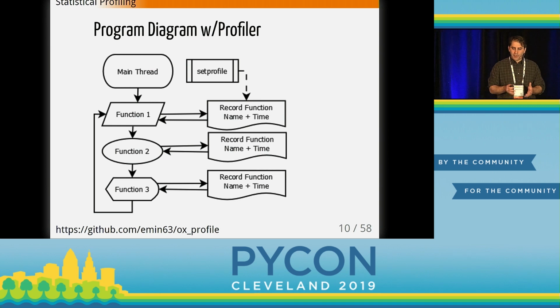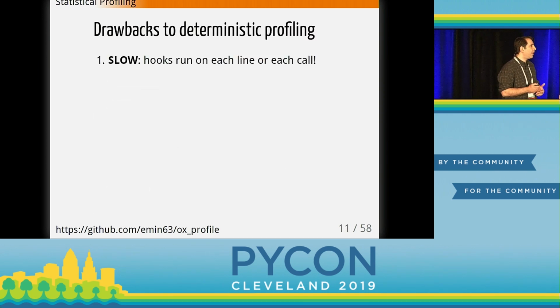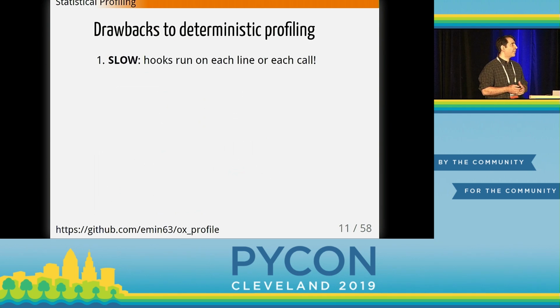So the key idea here is that for each function call, your profiling function gets called. Or if you're using setTrace, for each line, your trace function gets called. So that's great. It gives you really detailed information about what's going on. But the downside is it's slow. These hooks have to run for each line or each call. So deterministic profiling is great, but one of the drawbacks is it's slow.